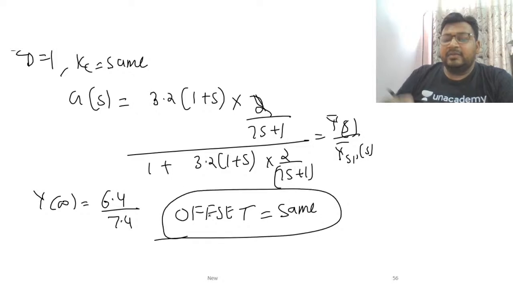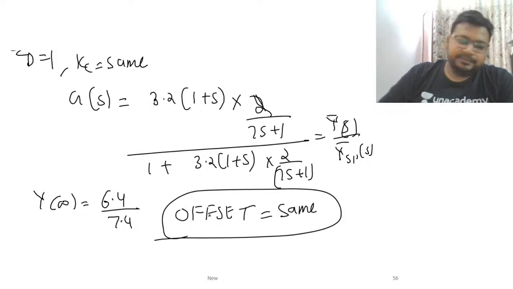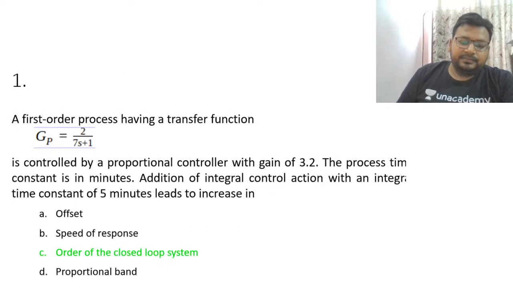And that is a mathematical demonstration that I've given you. So by adding the I action, the offset reduces to 0, but D action doesn't affect the offset. It just fastens the system, it reduces the oscillation, but it doesn't affect the offset. Okay, so that is the answer of your question, Arun. So I hope now this question is clear to all. So the answer is increase in the order of the system by 1.